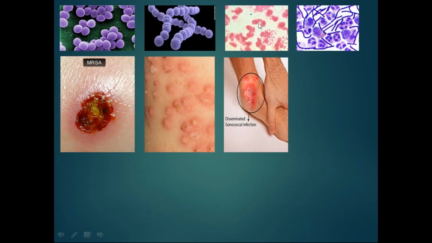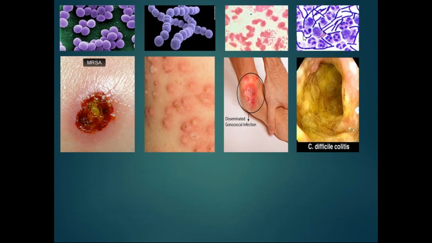Gonococcus, what color is it? Red or pink. That is what? Gram-negative, right? And here we have the Clostridium difficile. This is a colonoscopy of the colon. You see this greenish area, that is the colonies of Clostridium difficile.